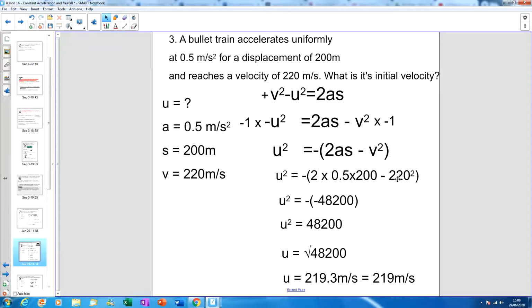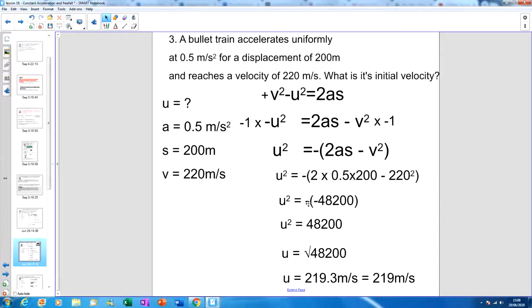Working inside the bracket first, I worked that out. I put it in my calculator. 2 times 0.5 is 1, so I can ignore it. And then 200 minus 220 squared actually gave me minus 48,200. And that's all in brackets with a minus in front of it.